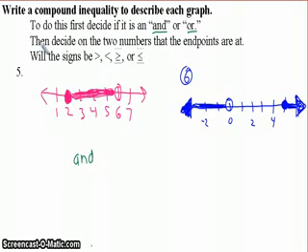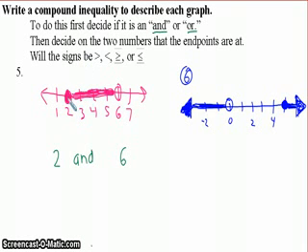Okay, the second thing I suggest is decide the 2 numbers that are at the endpoints. This is a 2 and 6 that we're dealing with. I'm leaving myself a little room to fill in other information. What will the signs be based on? Is it a filled in circle or an open circle, and which side the shading is on.